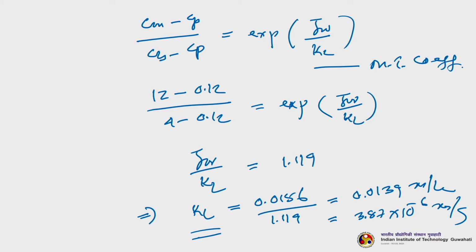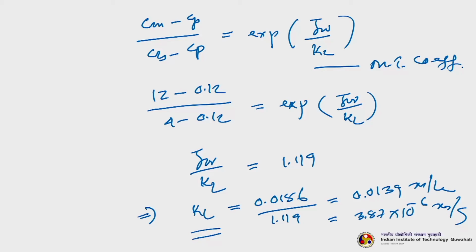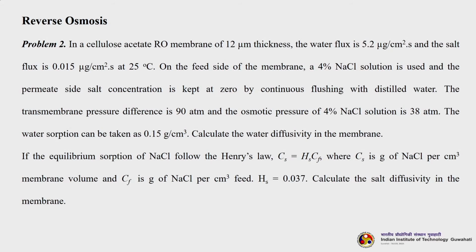So, this is one classic example of how you can calculate water flux and salt flux, provided you know the concentration polarization modulus and some other data like pressure difference. Of course, you can calculate osmotic pressure if osmotic pressure data of a salt solution is given at a particular value, then you can extrapolate or interpolate and calculate it. Okay. So, next, let us see another reverse osmosis problem.